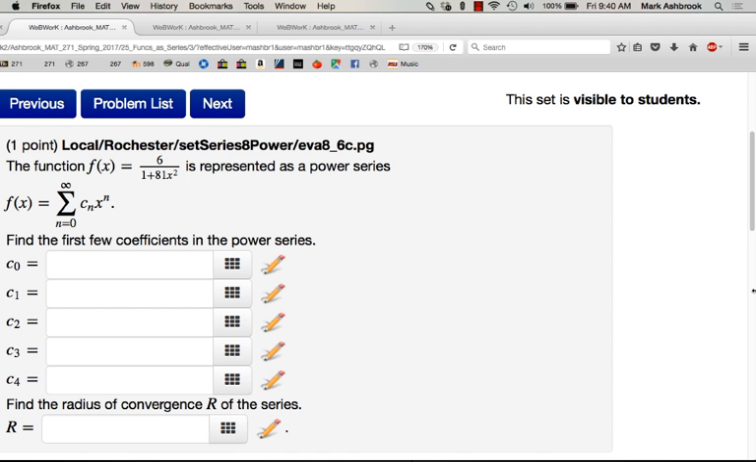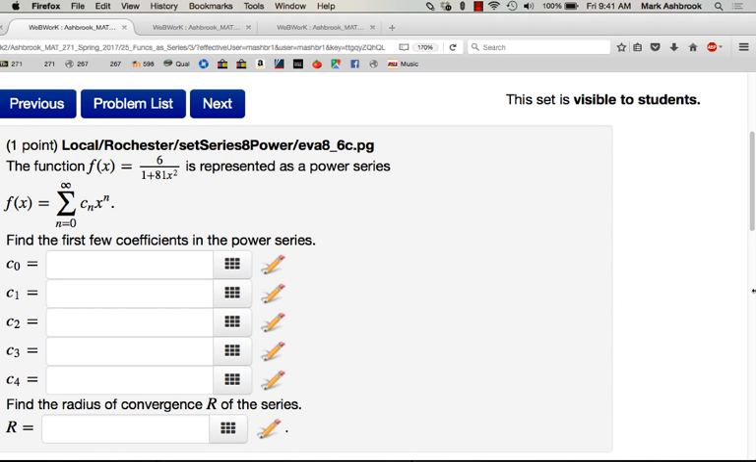Okay, let's do this. Let's do a couple from the web work, the number 3 and 4. So I've got 6 over 1 plus 81x squared. And this is pretty straightforward because it's basically in the form a over 1 minus r. So we can directly apply a geometric series to this function to rewrite it as a series.